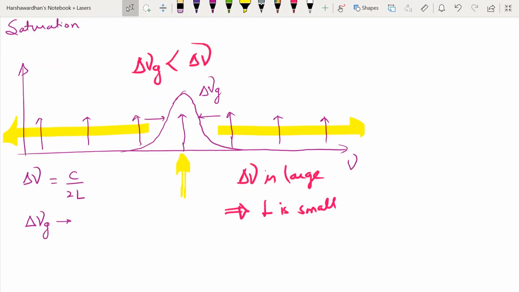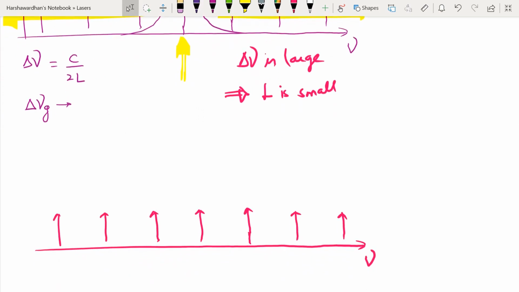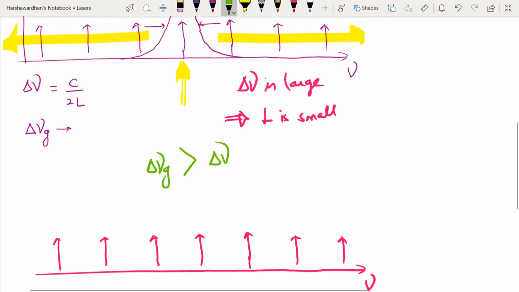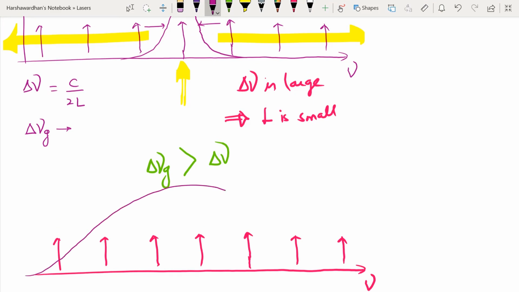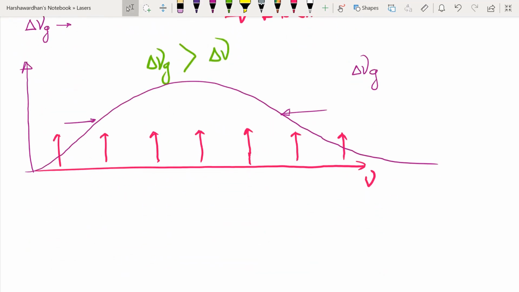The most common situation is the other condition, which is that my delta nu G is larger than delta nu. And typically, for example, if I'm looking at something like a helium neon laser or a ruby laser, you see that my gain curve usually will be much broader than delta nu, which is the cavity frequency spacing. And now you see, one is trying to look at systems where this condition is actually satisfied. This is where the problem comes. So let us now put a few more ideas together.